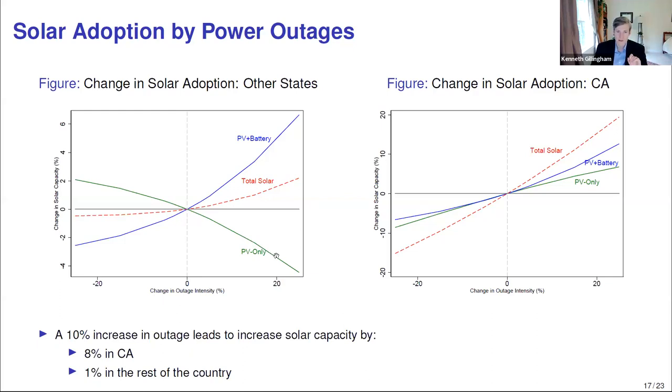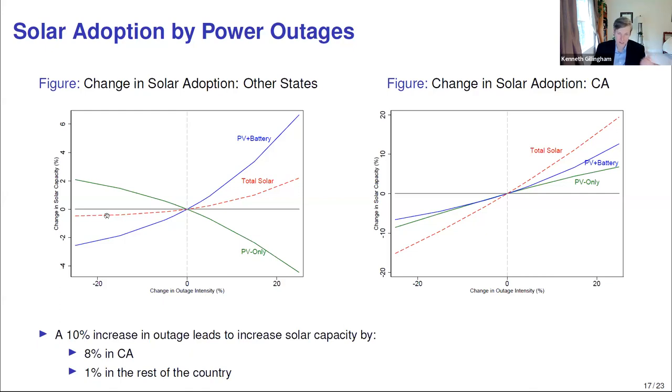In other states, we see PV only declining. However, this decline in PV only almost entirely goes to PV plus battery. So it's not that these people don't install solar anymore. It's that because of higher outages, they co-adopt. So the total solar actually increases. You mentioned you thought it could be potentially a neutral effect. I think what you have in mind is this dotted red line, which is the total solar, which includes co-adoption of PV plus battery and PV only, and that actually slightly increases. So total solar increases with more outages. It does decrease with fewer outages, but not a lot.